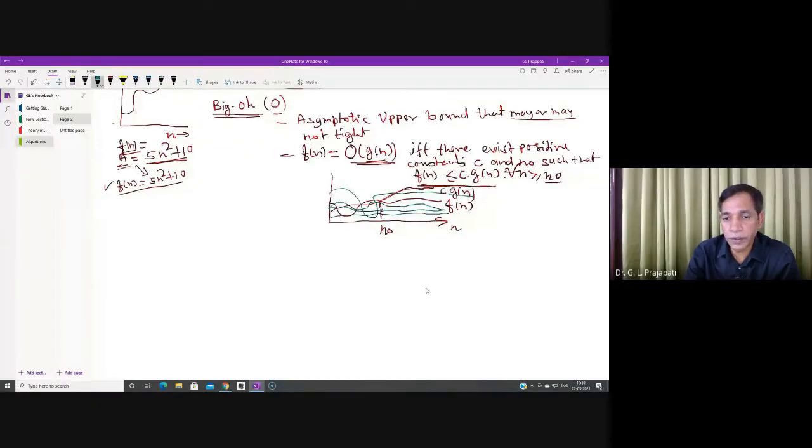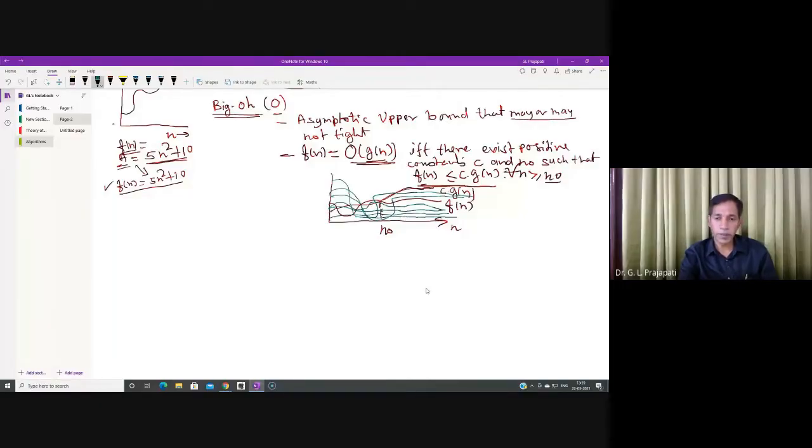Sometimes you may have the f of n like this, or very slow. You may have the situation like this. F of n may be like this. Now see the situation. So you have the f of n, you have mentioned the g of n. So c into g of n.